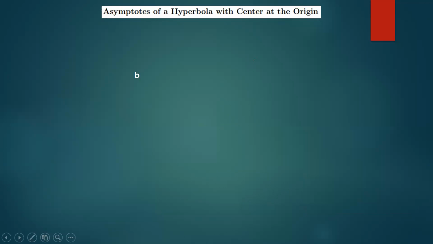All right, so how do you find the asymptotes of the hyperbola? It's simple. Let me just get one equation. I'll show you the simplest method to find the asymptotes, which you may not find in some books, but it's the simplest.